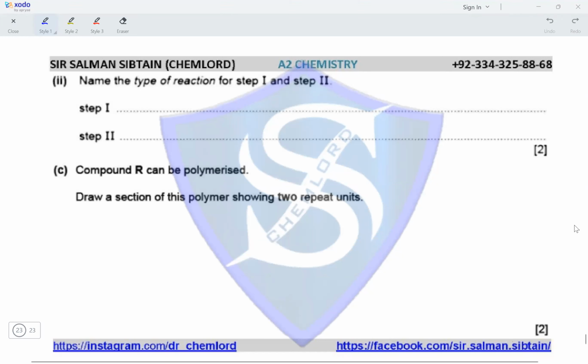Name the type of reaction for steps 1 and 2. So step 1 was the acyl chloride group reacting with the amine group to form an amide group. So this reaction is called condensation. And step 2 was the reaction with LiAlH4, which results in the amide group converting into an amine group, which is known as reduction.